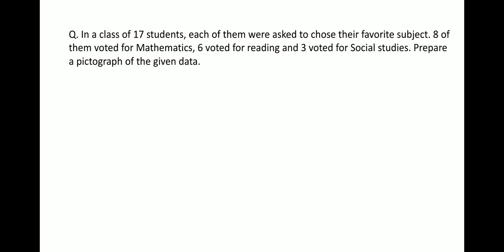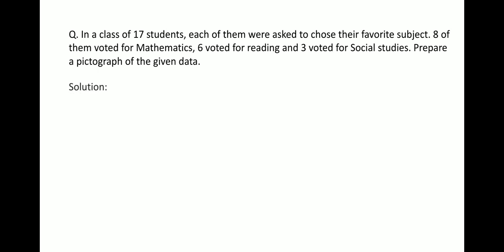In a class of 17 students, each of them were asked to choose their favorite subject. 8 of them voted for mathematics, 6 voted for reading, and 3 voted for social studies. Prepare a pictograph of the given data. So here the data is given where we can see that there are 17 students, out of which 8 voted for mathematics as the favorite subject, 6 voted for reading, and 3 voted for social studies.